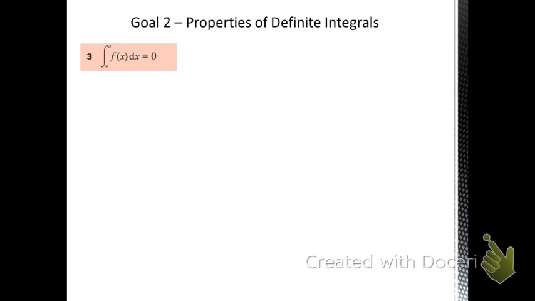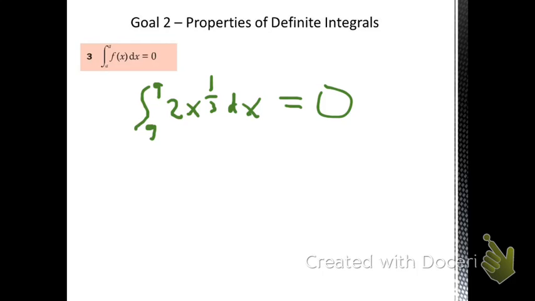So the integral, say, from 9 to 9 of 2x to the 1/3 power with respect to x has to be equal to 0. Alright, hopefully that makes some sense. If not, I can explain in class why that's true. But I think there's a little bit of something to it that just makes that instinctive. Alright, let's keep on going here.